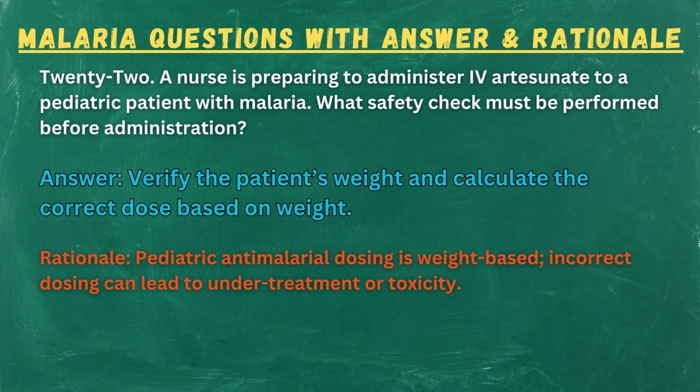22. A nurse is preparing to administer IV artesunate to a pediatric patient with malaria. What safety check must be performed before administration? Answer: verify the patient's weight and calculate the correct dose based on weight. Rationale: pediatric antimalarial dosing is weight-based. Incorrect dosing can lead to undertreatment or toxicity.